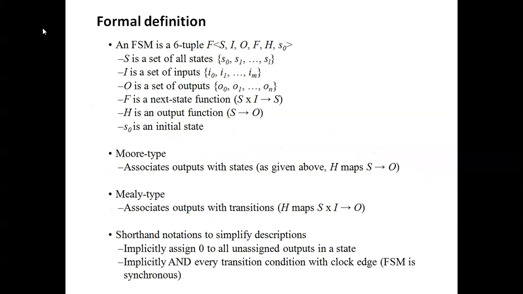The formal definition of an FSM has six parts. S is the set of all states, I is the set of inputs, O is the set of outputs, F is the next state function, H is the output function, and S0 is the initial state. So these are the formal definition of FSM. The Moore type is associated with the states, and the Mealy type is associated with the transitions.